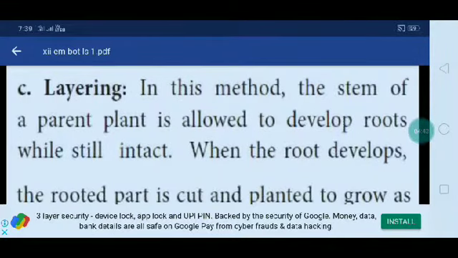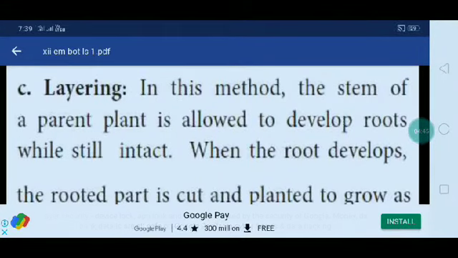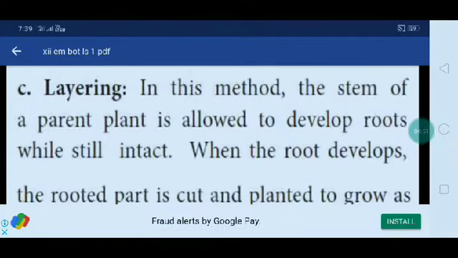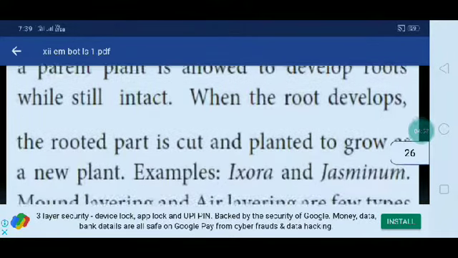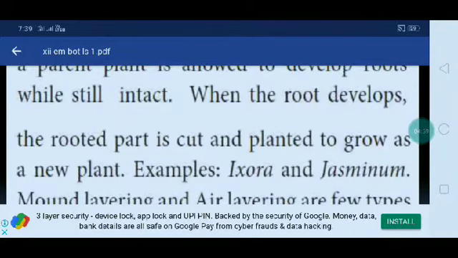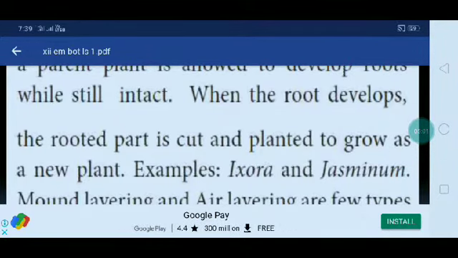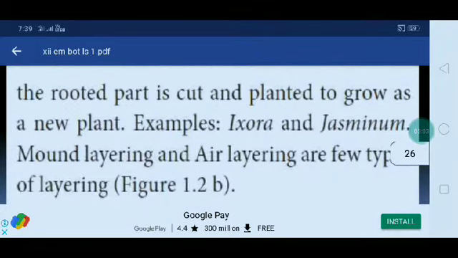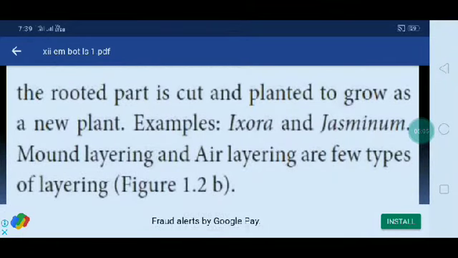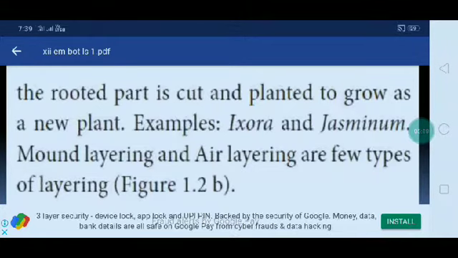The next technique is layering. First one is grafting, second one is layering. In this method, the stem of the parent plant is allowed to develop roots while still intact. When the root develops, the rooted part is cut and planted to grow as a new plant. Example, Ixora and Jasmine. Here there are two types. First one is mound layering, another one is air layering. Mound layering and air layering. Some of the few types of layering are there.